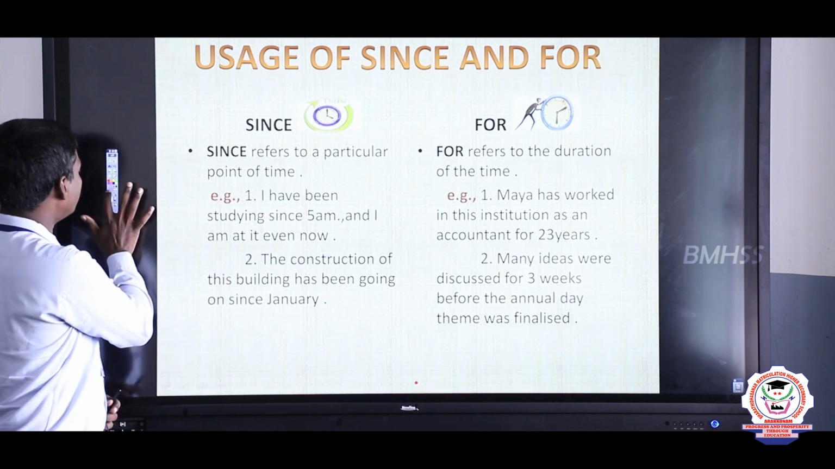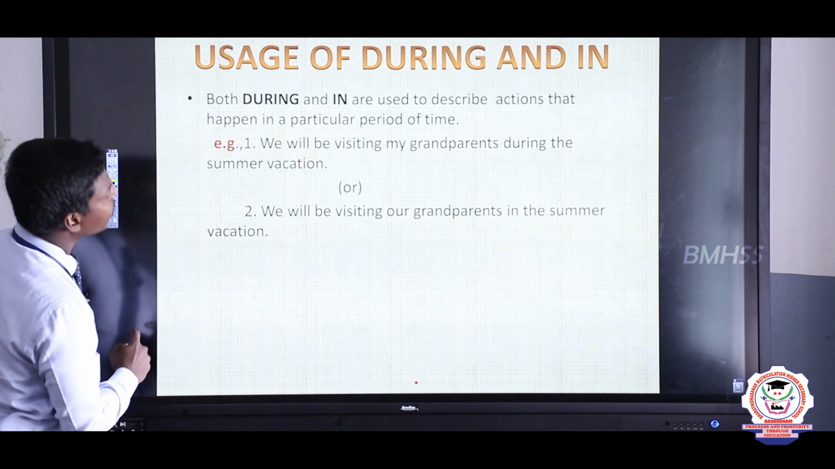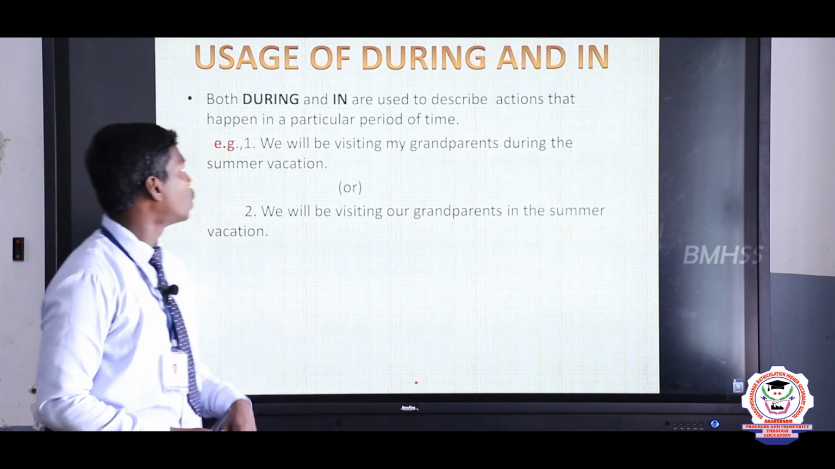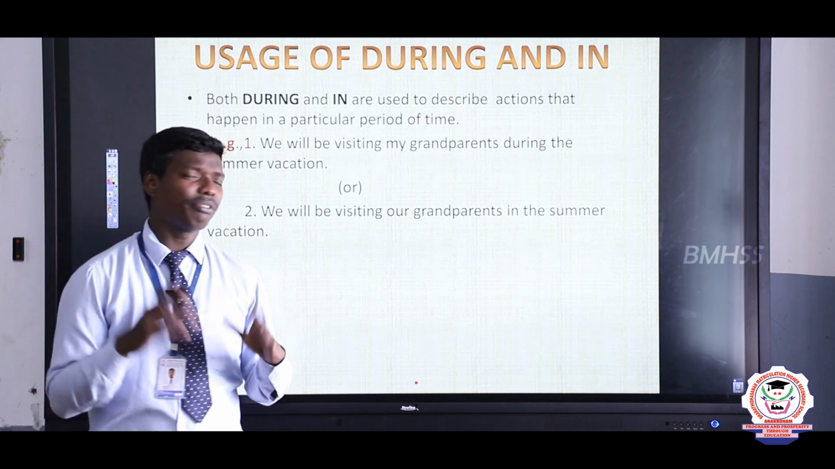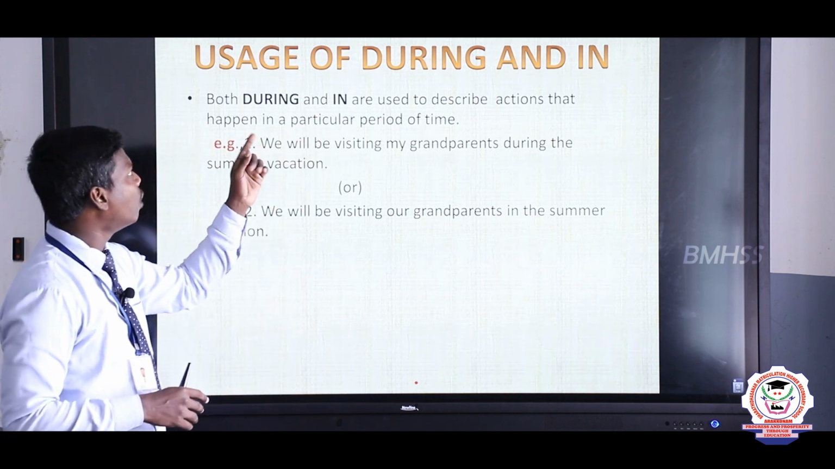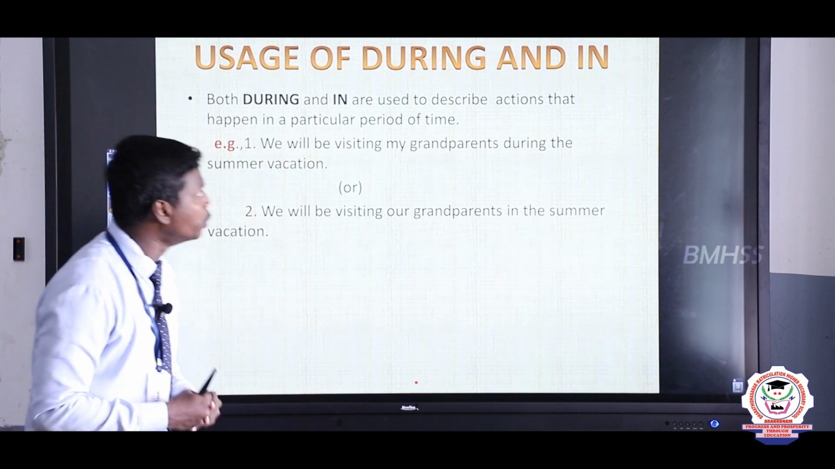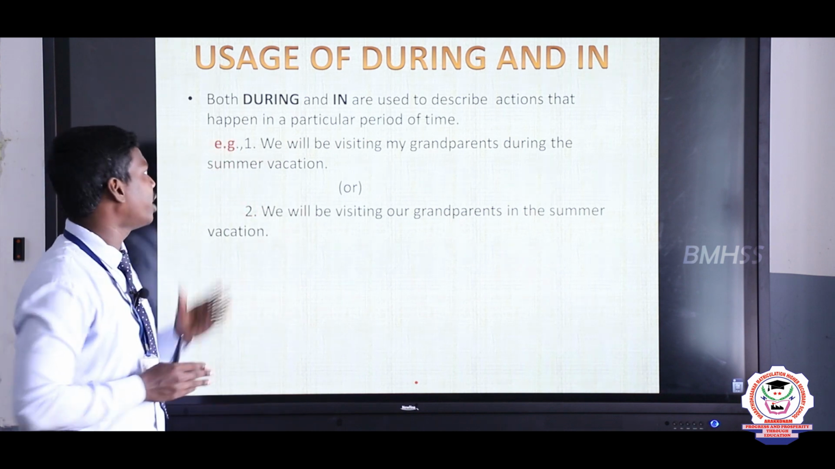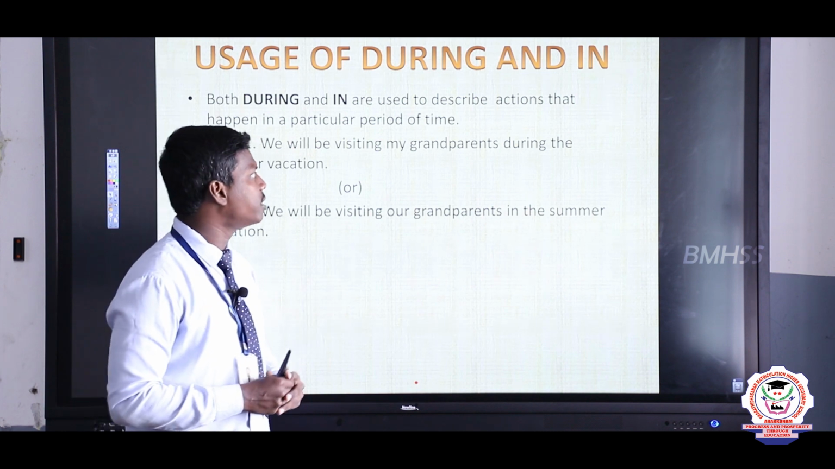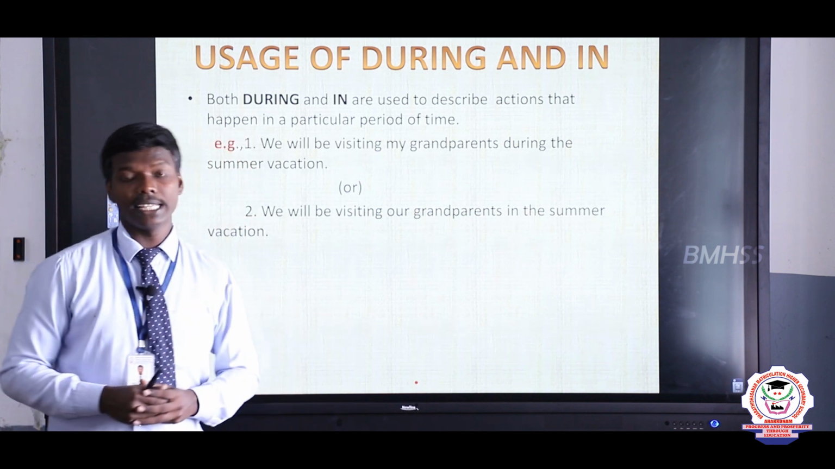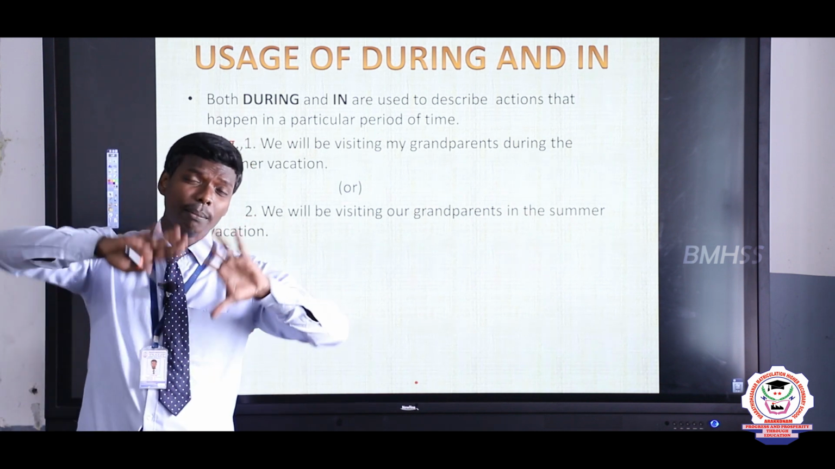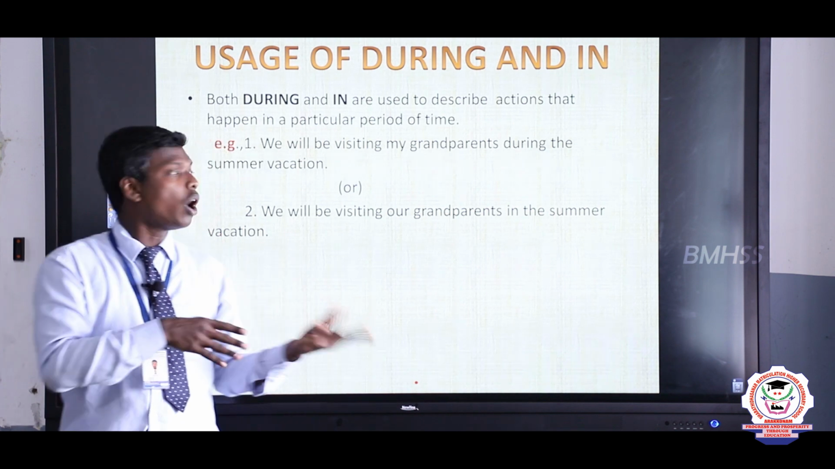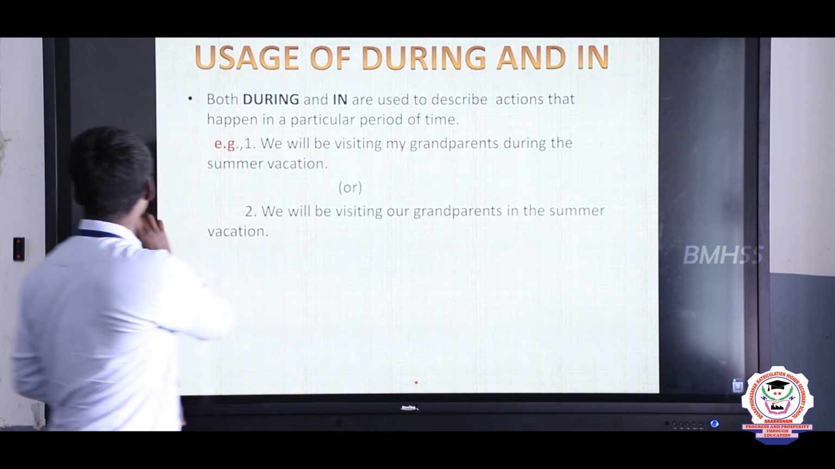Now let's move to the next part, where usage of during and in. So there will be a question for this also. There is not much difference here between during and in. Anyhow, both during and in are used to describe actions that happen in a particular period of time. For example, we will be visiting my grandparents during the summer vacation. So here summer vacation is a longer period of time, so we can use either during or in. That is what we have used.